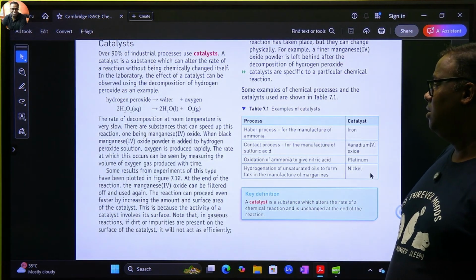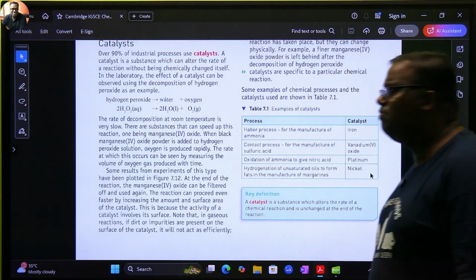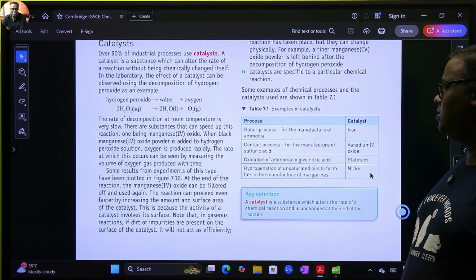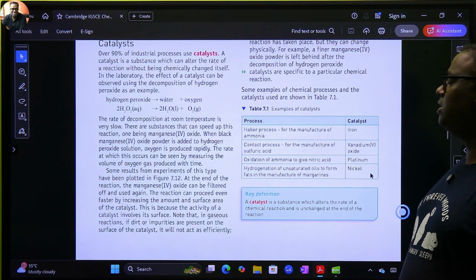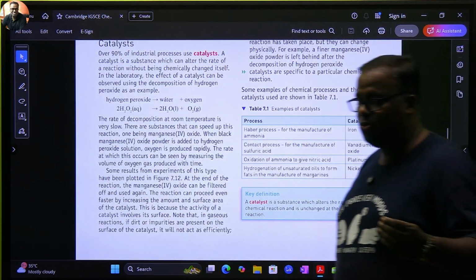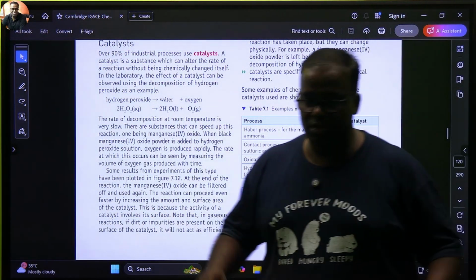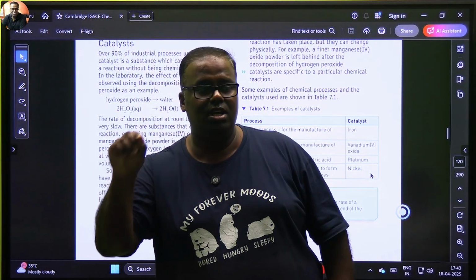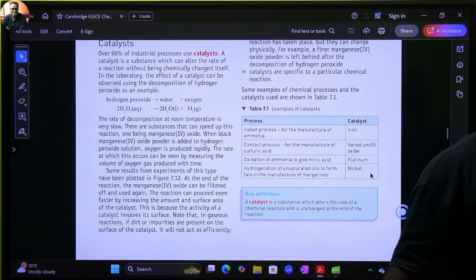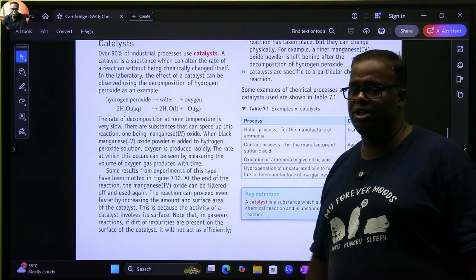Now, the reaction can proceed even faster, meaning we already had a fast reaction, even faster by increasing the amount and surface area of the catalyst. So, catalyst quantity is directly proportional. You can write another note: catalyst quantity is directly proportional to the rate of the reaction. Catalyst quantity and its surface area.